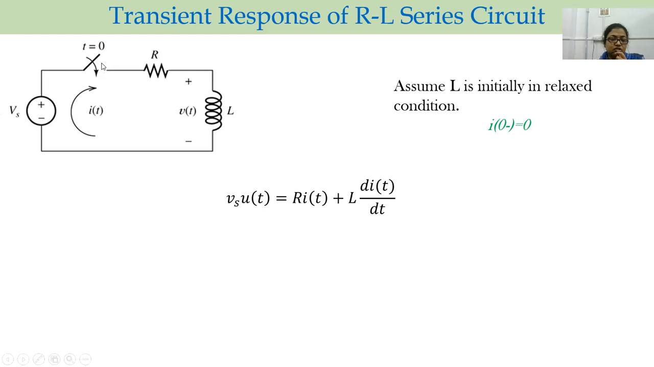Now after closing the switch, this is a closed circuit, so we can simply apply KVL here. We write Vs as the amplitude, and because of the switch we multiply with u(t). So Vs u(t) is the source side, and the drop because of R is R into i(t), plus L di(t) by dt. Here we use i(t) and u(t) because these quantities are continuously varying with time, so they are not constant.